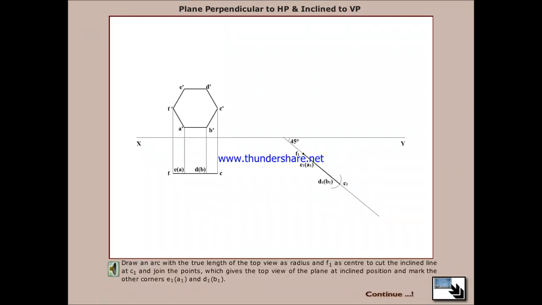Draw an arc with the true length of the top view as radius and F1 as center to cut the inclined line at C1 and join the points, which gives the top view of the plane at the inclined position, and mark the other corners E1, A1 and D1, B1.